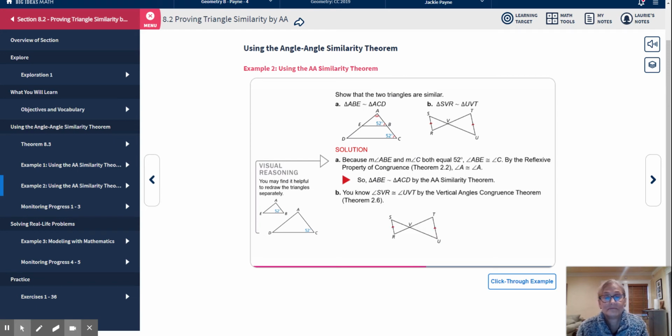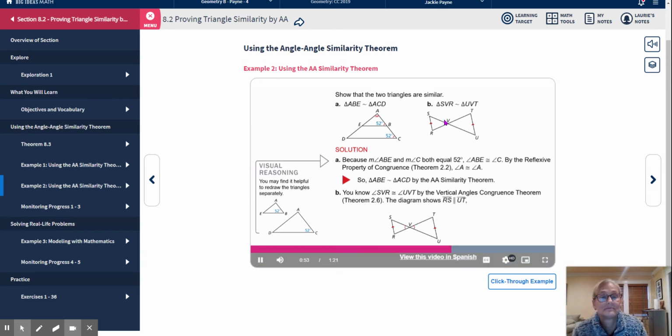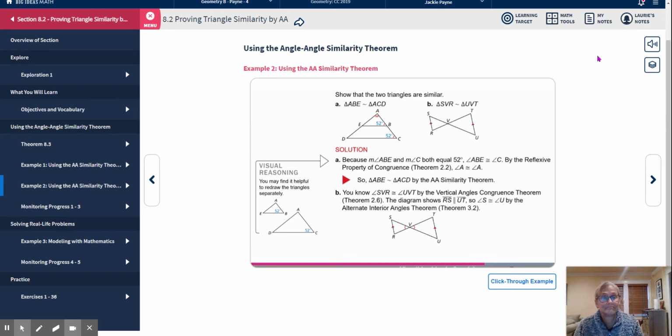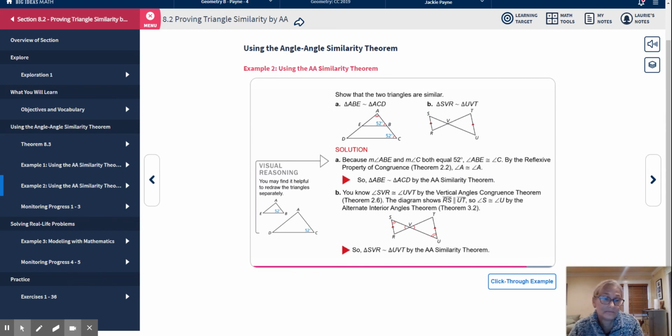Part B. You know that angle SVR is congruent to angle UVT by the vertical angles congruence theorem. The diagram shows with the red arrows that segment RS is parallel to segment UT. So angle S is congruent to angle U by the alternate interior angles theorem. You have shown two angles of one triangle are congruent to two angles of another triangle. So triangle SVR is similar to triangle UVT by the angle-angle similarity theorem.